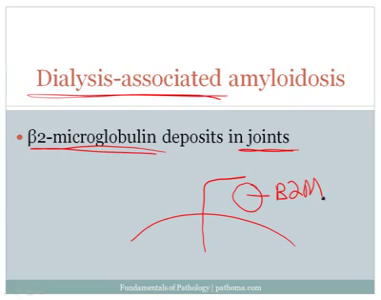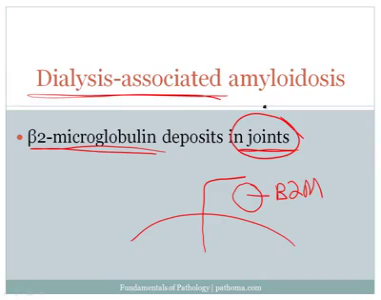Now, patients who get kidney failure and have to go on dialysis, when they go on dialysis, the beta-2 microglobulin is not filtered well from the blood. And because it's not filtered well, it builds up in the blood. And as it builds up in the blood, it can deposit in joints. And these are the classic high yields of this particular entity. Again, it's dialysis associated. The deposition is beta-2 microglobulin. Beta-2 microglobulin is a structural component of MHC class 1, and this beta-2 microglobulin will deposit in joints as a localized amyloidosis.